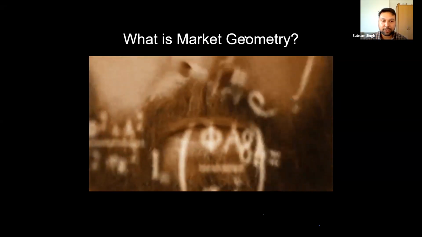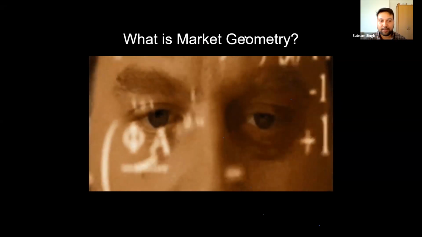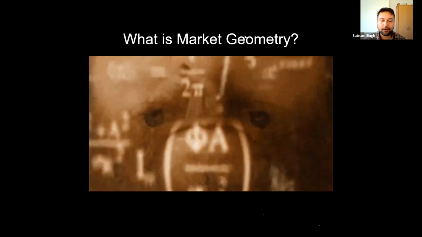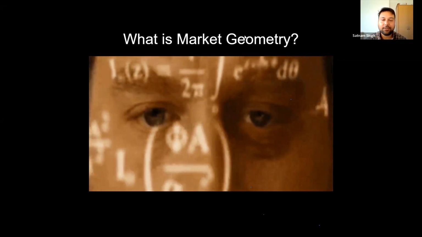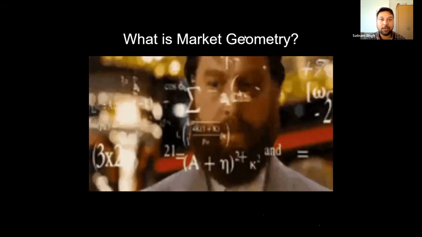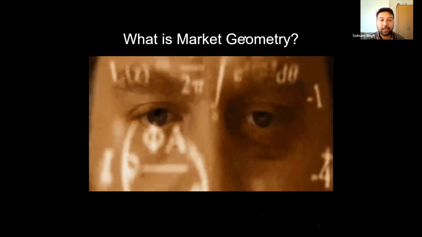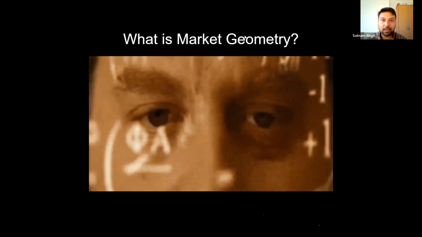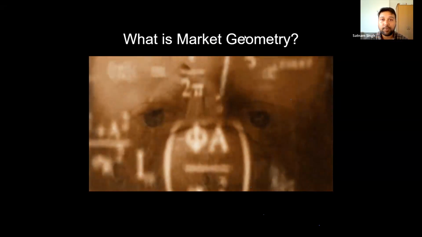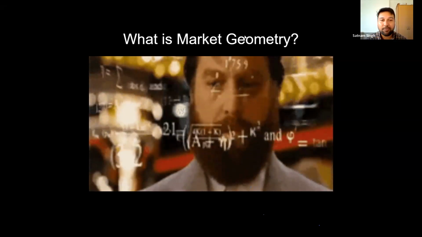What is market geometry, guys? So market geometry, simply in Forex terms, refers to a trading style that uses geometric patterns, which we're going to look at today. The geometric patterns that we look at today, one in particular called the crab pattern, we will use to find an ideal setup in the market.